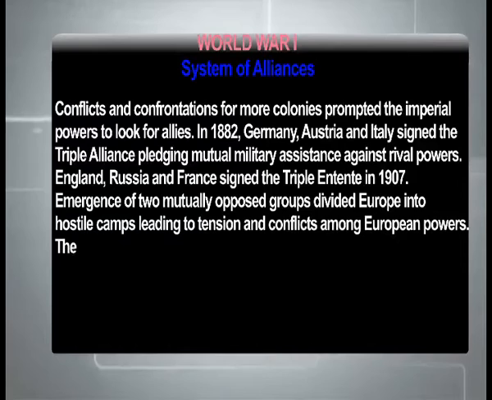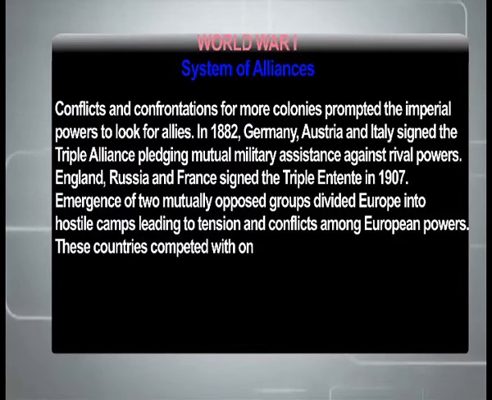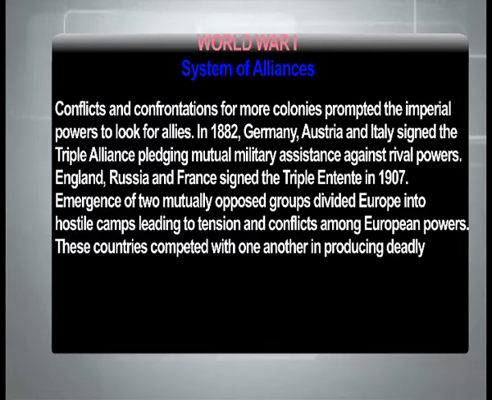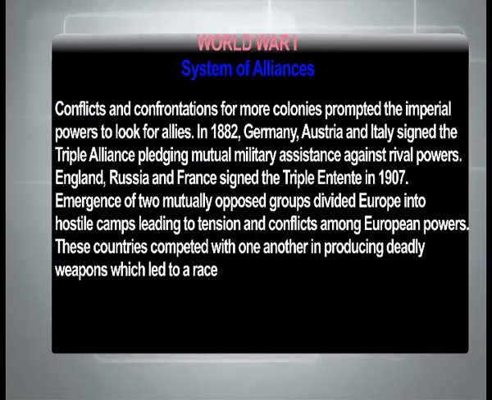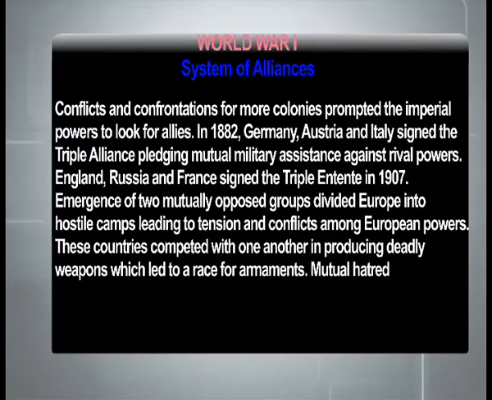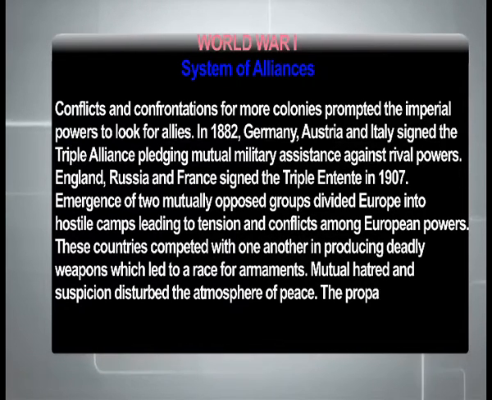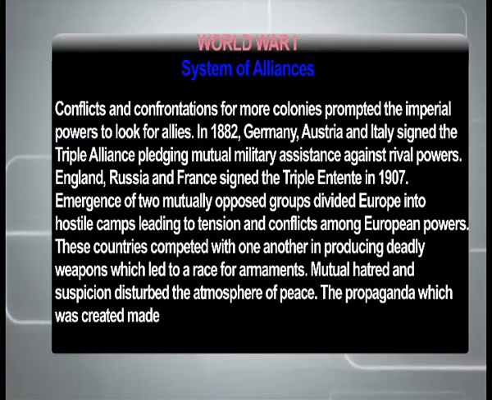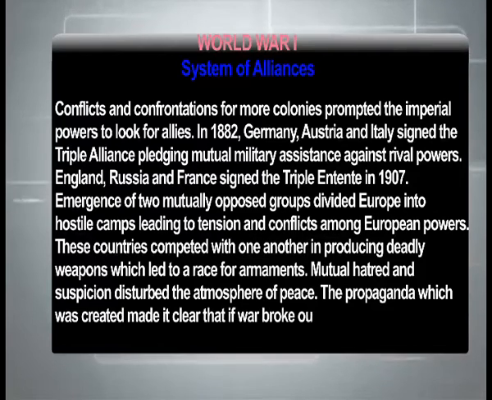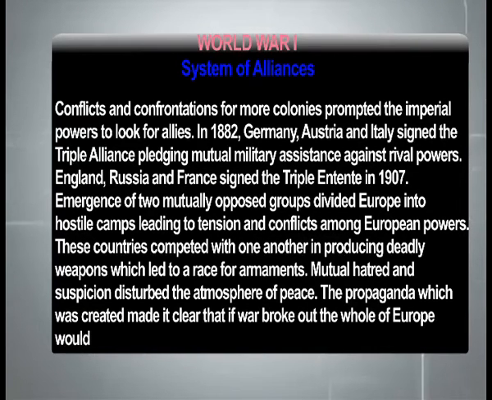among European powers. These countries competed with one another in producing deadly weapons, which led to a race for armaments. Mutual hatred and suspicion disturbed the atmosphere of peace. The propaganda which was created made it clear that if war ever broke out, the whole of Europe would be drawn into it. Then there was the Pan-Slav movement and the Balkan politics.